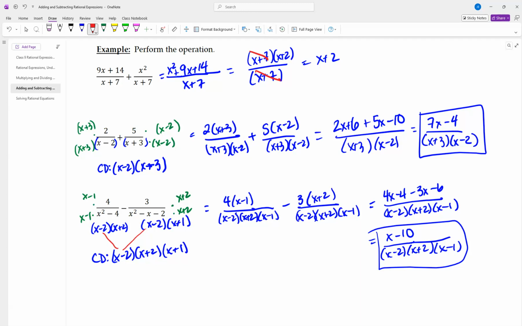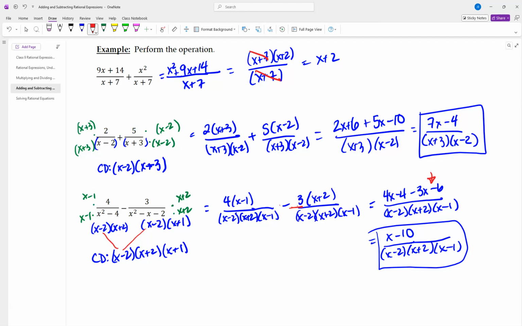Same principles apply, and you can see the rest of my work here. One thing I want to note is that when you distribute the 3 here, the negative goes with it. That's why we get a negative 6 here as opposed to a positive 6. Otherwise the same works here.